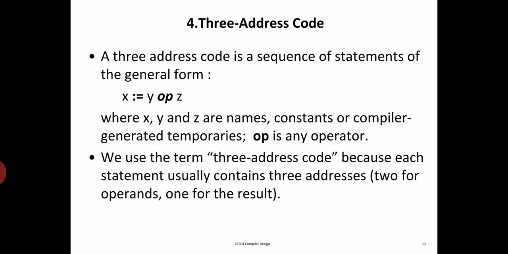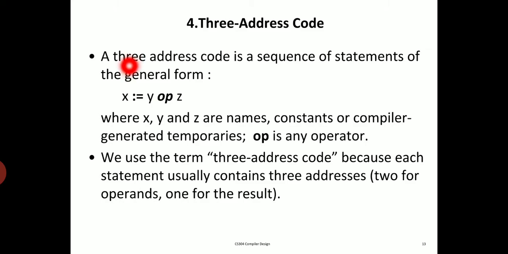So next is the fourth form of intermediate representation, that is 3 address code. 3 address code is the important intermediate representation that we are following in this textbook. It is a commonly asked question, which are the different intermediate representations, and the 3 address code is the most important among them. 3 address code is a sequence of statements of the general form x equal to y op z, where x, y, z are names, constants or compiler generated temporaries, and op is any operator. We use the term 3 address code because each statement usually contains 3 addresses, 2 for operands and 1 for the result.